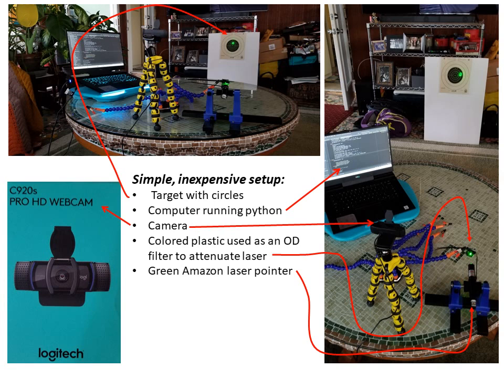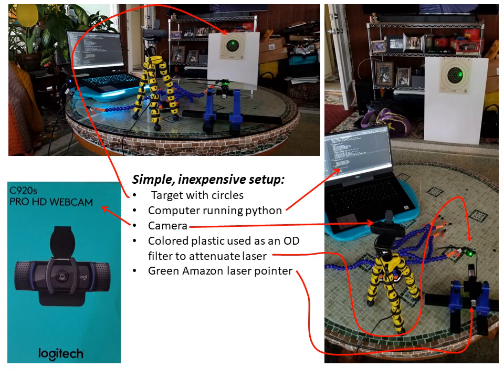This is a rendering of the experimental setup. There is a simple computer. There is a simple webcam. It's a Logitech high-definition webcam. There is a green laser pointer bought from Amazon. There's a piece of blue plastic that I used as an optical density filter, an OD filter, to attenuate the intensity of the laser so it did not saturate the camera.